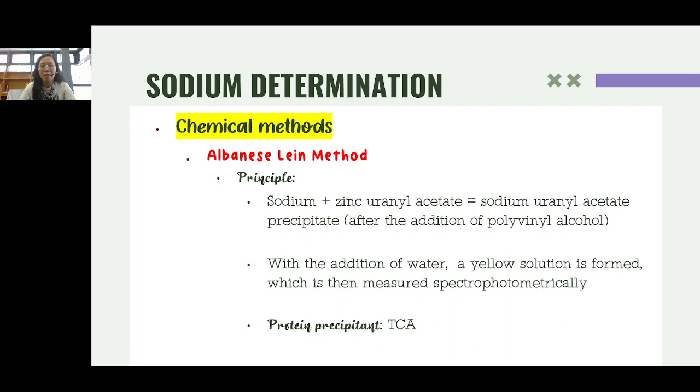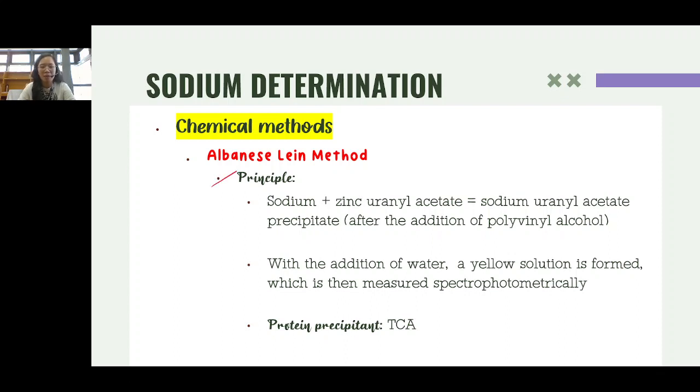And here in your electrolytes determination, it is common that before reading your sample, there should be a protein precipitation that needs to be done. So, principle, kids, let us start with your Albanese-Lein.